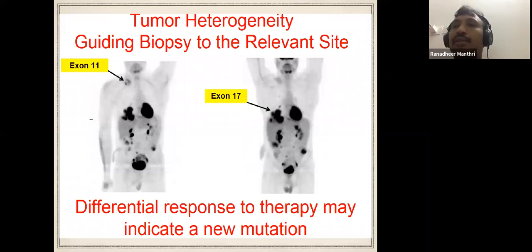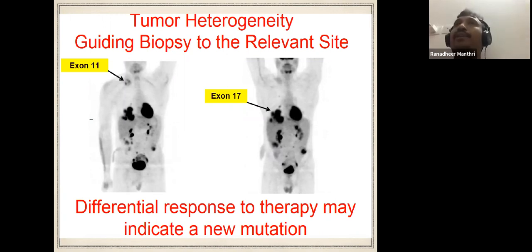The tumor which was showing exon 11 mutation responded, whereas the tumor which is showing exon 17 did not respond. So differential response to therapy may indicate a new mutation. At that time, you again do a biopsy from there and treat it accordingly.